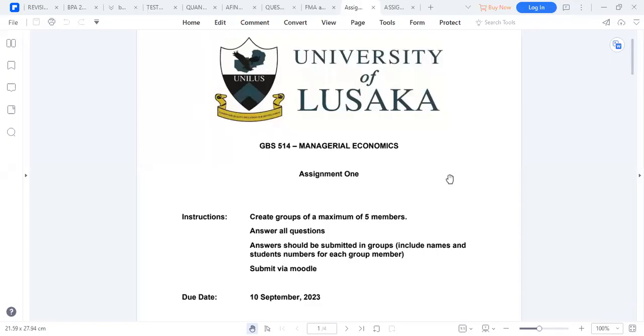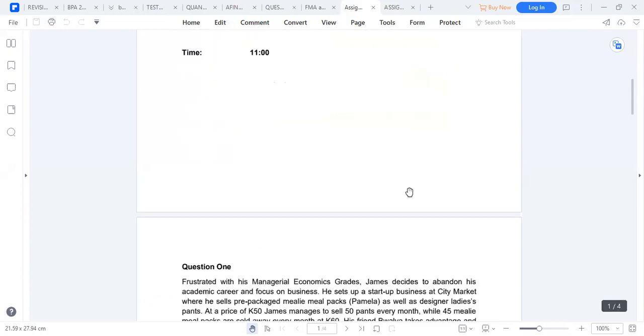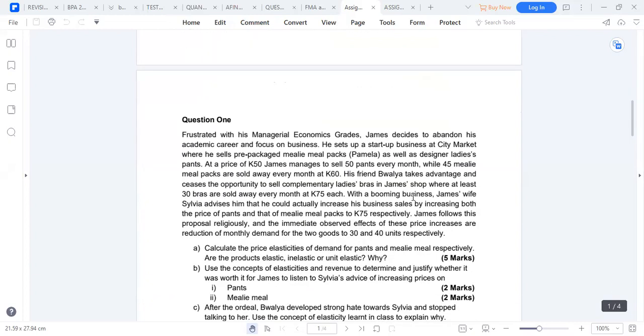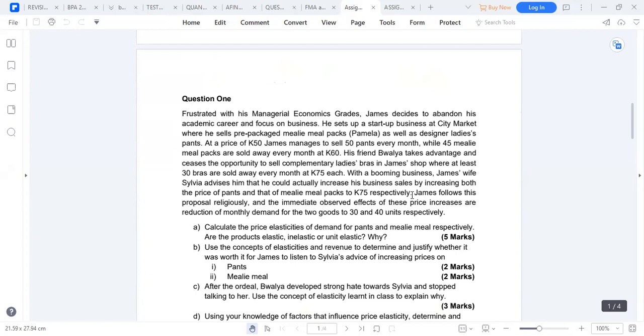Welcome to a review of managerial economics, where we'll look at this group assignment. We'll look at question number 1. So question number 1 basically looks at elasticity.